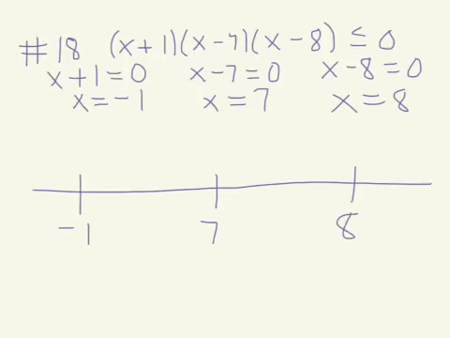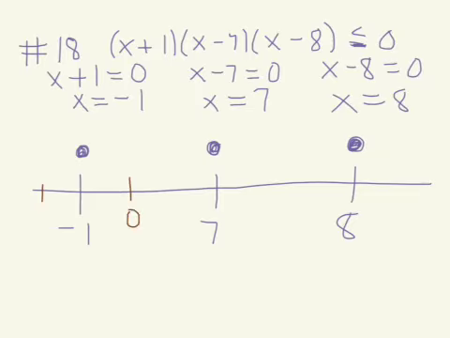And for all of these values, it says we can be equal to it. So these are going to be closed circles. And now what we want to do is to test a value in each of these regions. So an easy value to test in between -1 and 7 is 0.